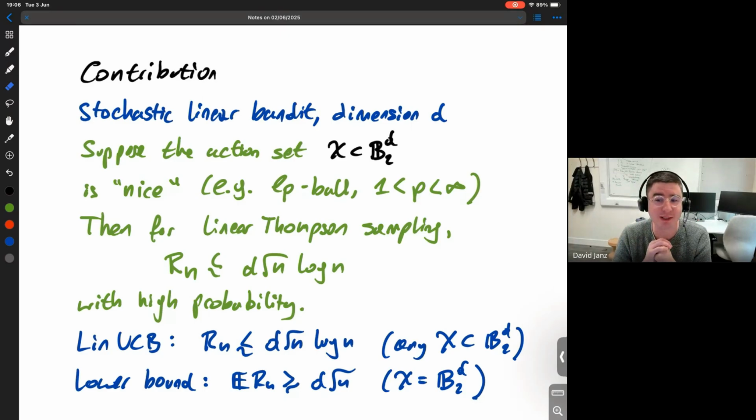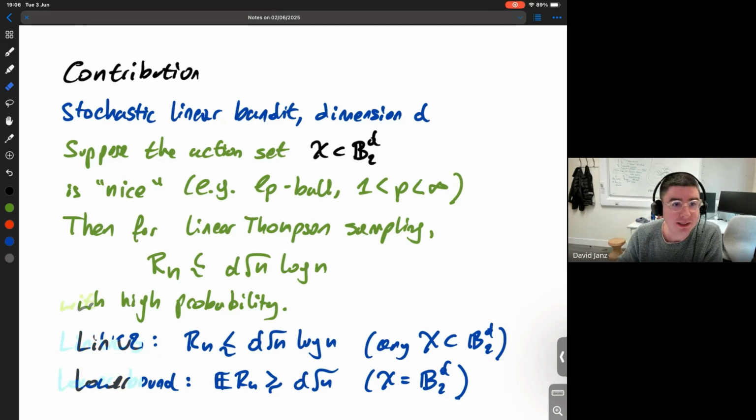Although LinUCB attains this for any action set, not just sufficiently nice. And this essentially matches the lower bound, which tells us that no algorithm can do better than d root n in expectation. And this lower bound is for the L2 ball. So it satisfies our niceness assumptions. It does restrict us. So this is sort of the main insight.